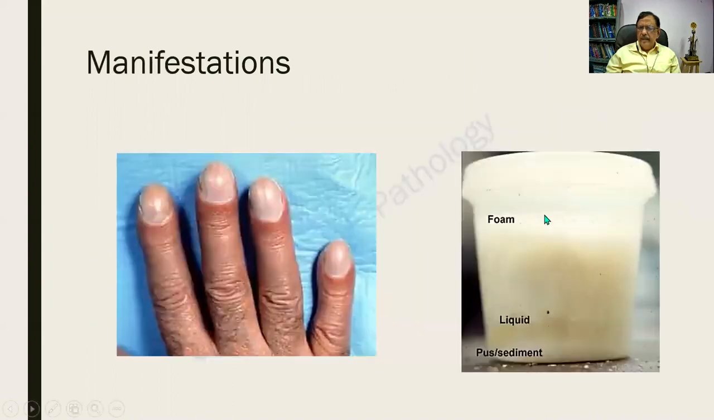Manifestations we had seen, the sputum can be copious. Copious means abundant, and it will be a three-layered sputum. You have a cellular sediment lower down, then there can be a liquid just above that, and still above will be a frothy or foamy layer. The three layers are sediment of cells, then a liquefied layer, then a foamy layer. Three-layered sputum is classical of bronchiectasis.